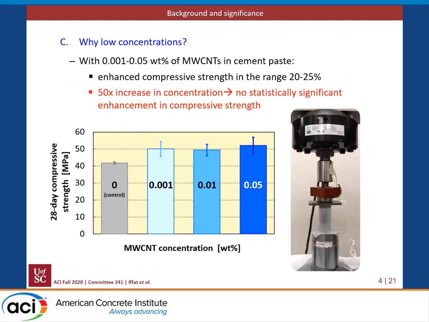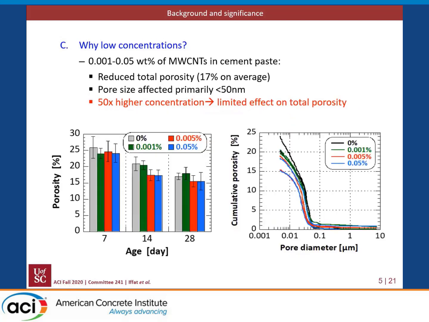In a previous part of this research funded by the US Department of Energy, we applied 0.001 to 0.05% of multiwalled carbon nanotubes in cement paste and obtained 20 to 25% more compressive strength compared to the control sample. So, increasing the concentration by 50 times from 0.001 to 0.05% did not significantly enhance the compressive strength. We also obtained the total porosity from mercury intrusion porosimetry and found on average a 17% reduction in total porosity from this concentration range of multiwalled carbon nanotubes. Also, we noticed that the pore size mainly affected was less than 50 nanometer diameter. So, a 50 times increase in concentration from 0.001 to 0.05 had limited effect on total porosity.